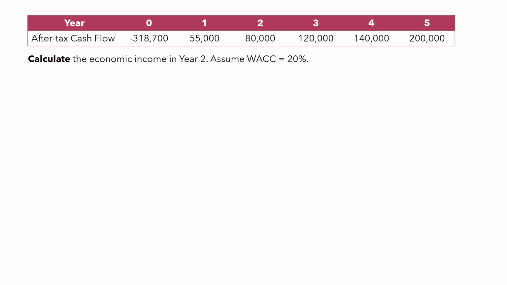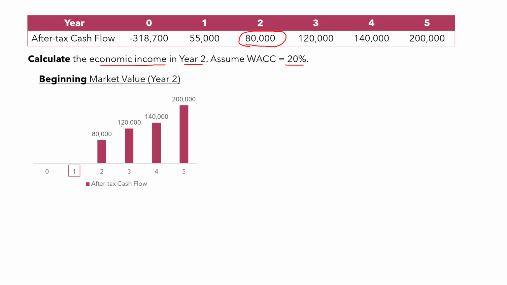Let's say you have to calculate the economic income in year 2, and we'll assume that the weighted average cost of capital is 20%. We already have the cash flow in year 2, which is 80,000. But we also need to find the economic depreciation, which is the beginning market value minus the ending market value. So we'll start by calculating the beginning market value in year 2, which is equivalent to the end of year 1.